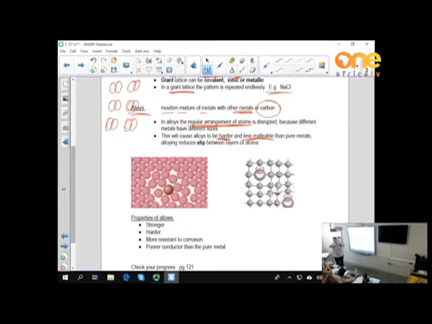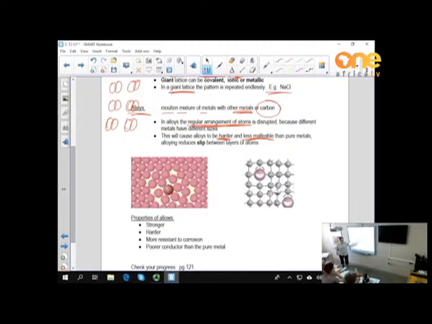Why are they less malleable? Malleable means they can be pulled into threads. Why can they be pulled into threads? Yes, malleable, same thing, malleable and ductile. Ductile is drawn into threads, malleable you can hit it with a hammer without shattering. But why? Because these layers in the crystal lattice can slip over each other.